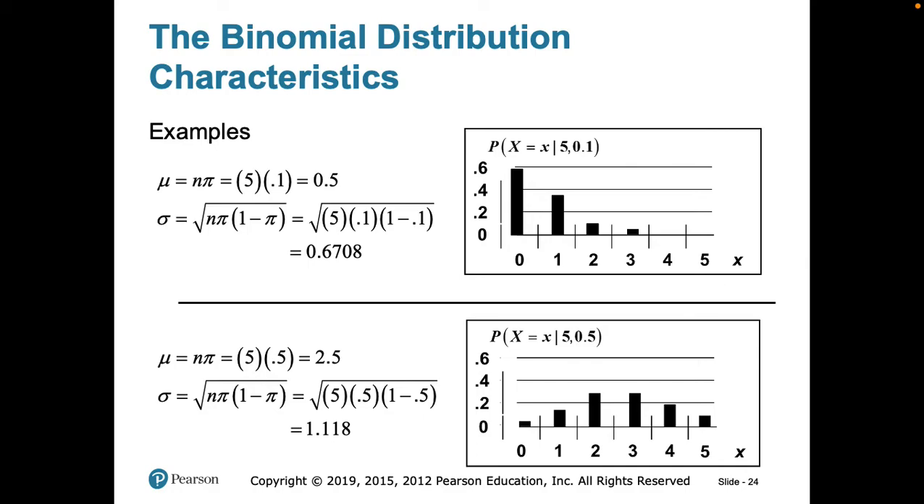All right, here is an example. You have your mu, you have your number of observations, which is 5, and your p is 0.1, so you have 0.5. And here we have the standard deviation, and it is 0.6708. Once you multiply 5 times 0.1 times 1 minus 0.1, and you take the square root of that, you get 0.6708. To get your variance, all you have to do is raise the standard deviation to the second power, and that will give you your variance.